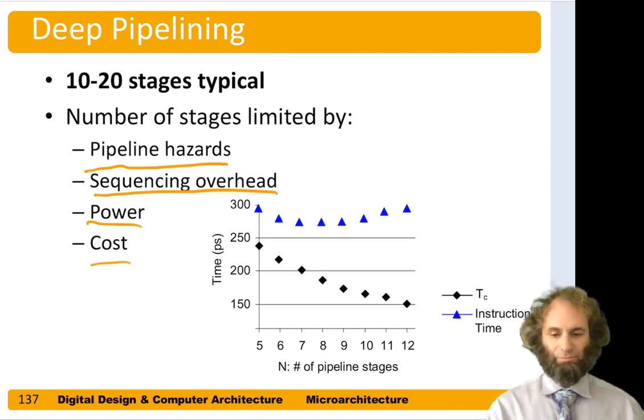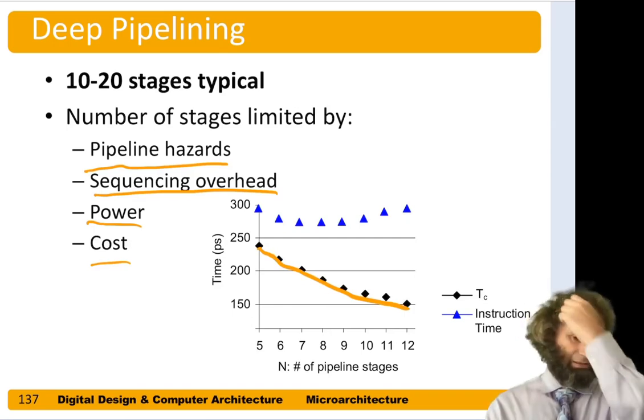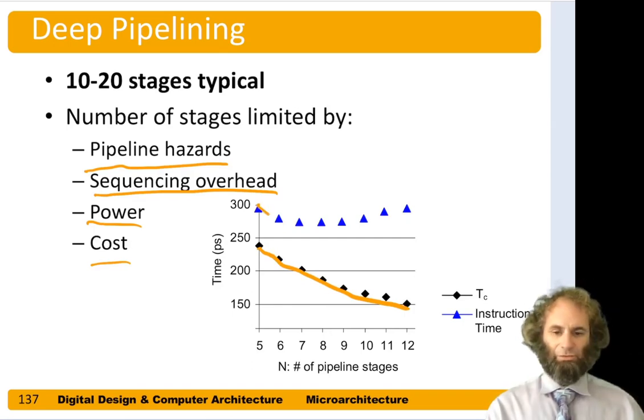So as we increase the number of pipeline stages, the cycle time goes down, but the time to execute an instruction depends on the cycle time but also the CPI, and if we get to too many stages, the CPI may actually start going up and the performance will get worse instead of better.